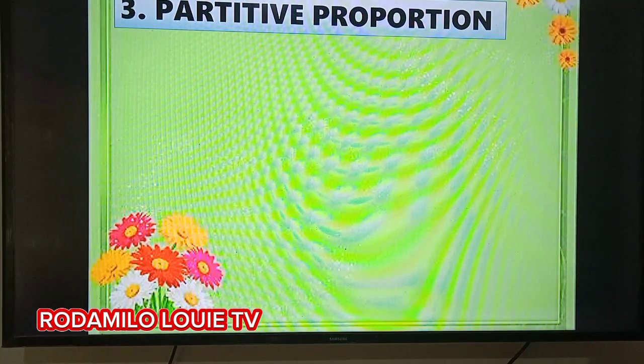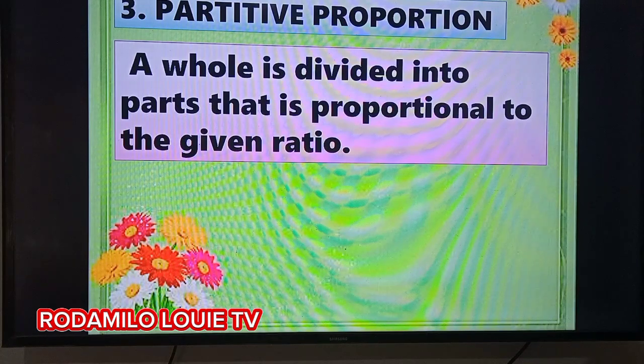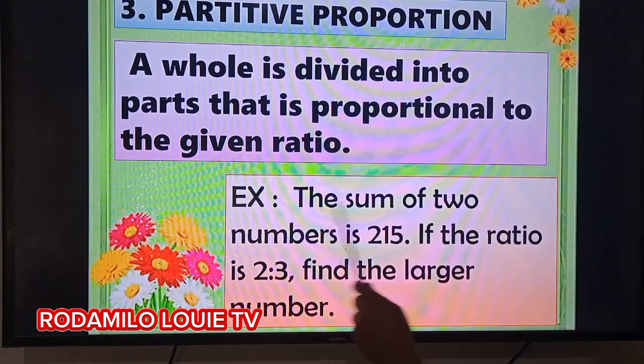Next is partitive proportion. So what is partitive proportion? A whole is divided into parts that is proportional to the given ratio. Example, the sum of two numbers is 215. If the ratio is 2 is to 3, find the larger number.